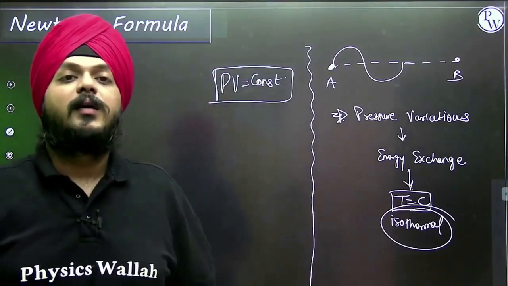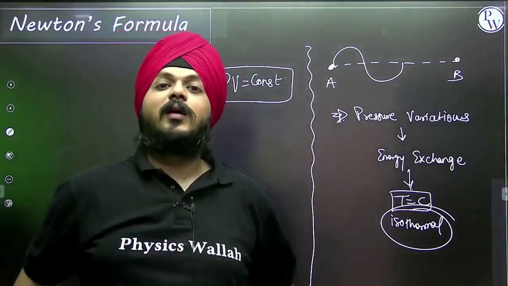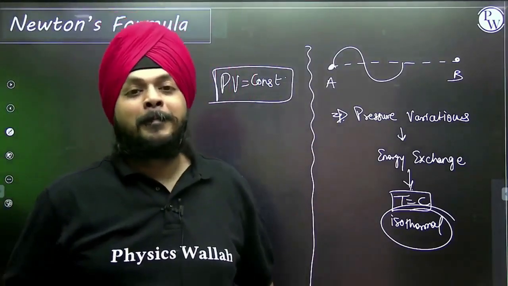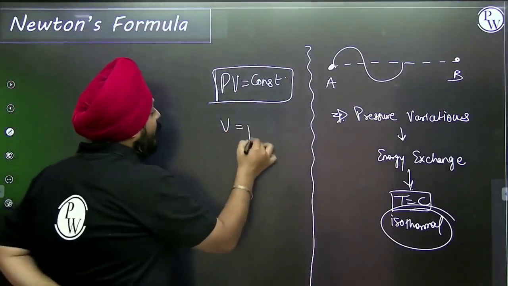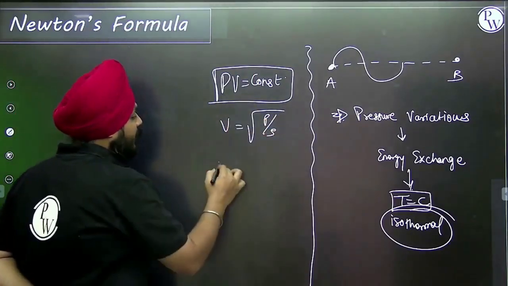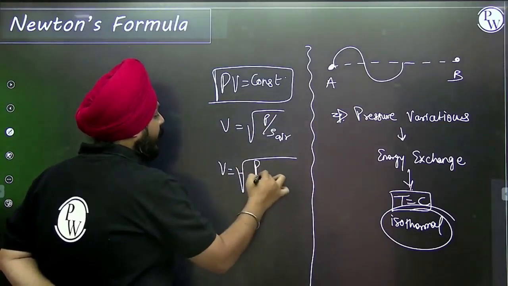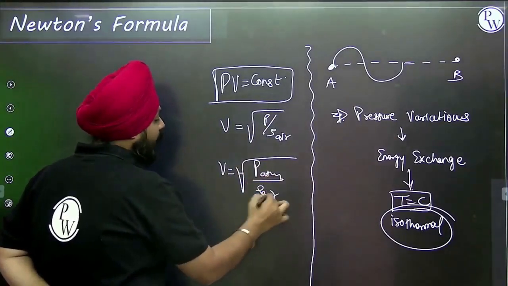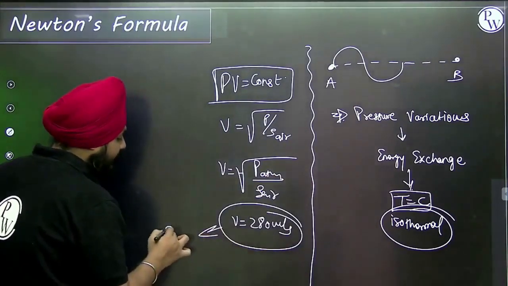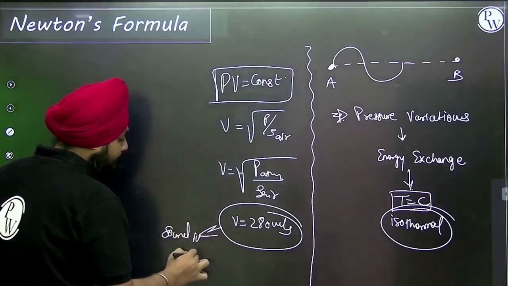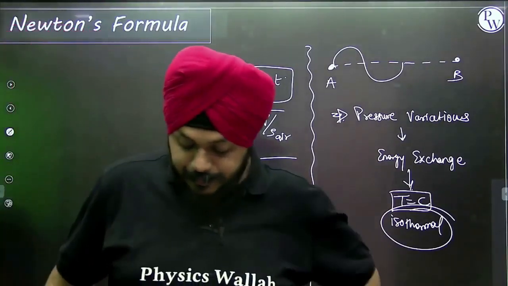Laplace actually corrected that. Previously Newton was a very great, big person, so they said he must be right. So in this case, the velocity of sound is the square root of P by rho, where rho is the density of air and P is the atmospheric pressure. On replacing all of those values, he got 280 meter per second as the speed of sound in air.